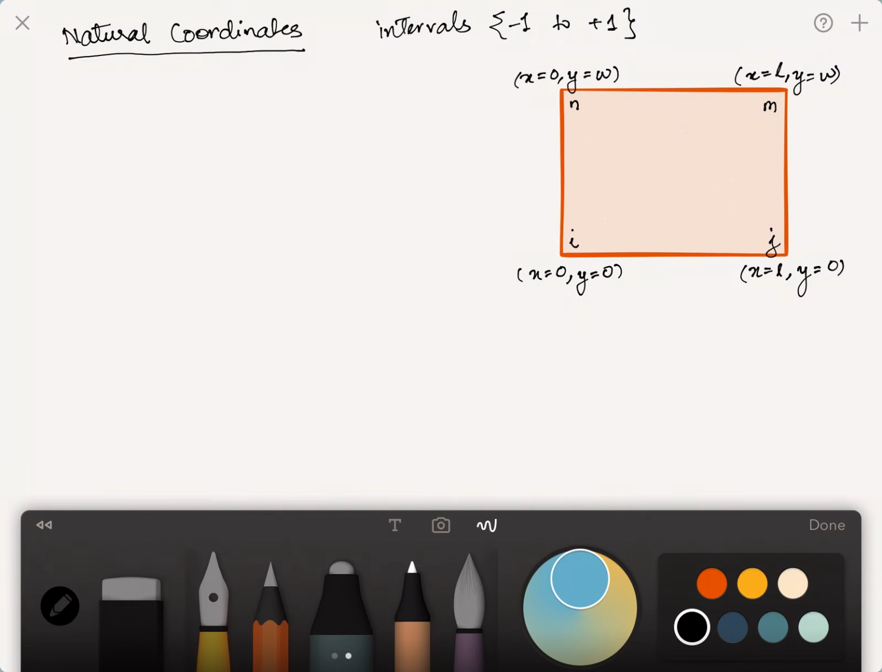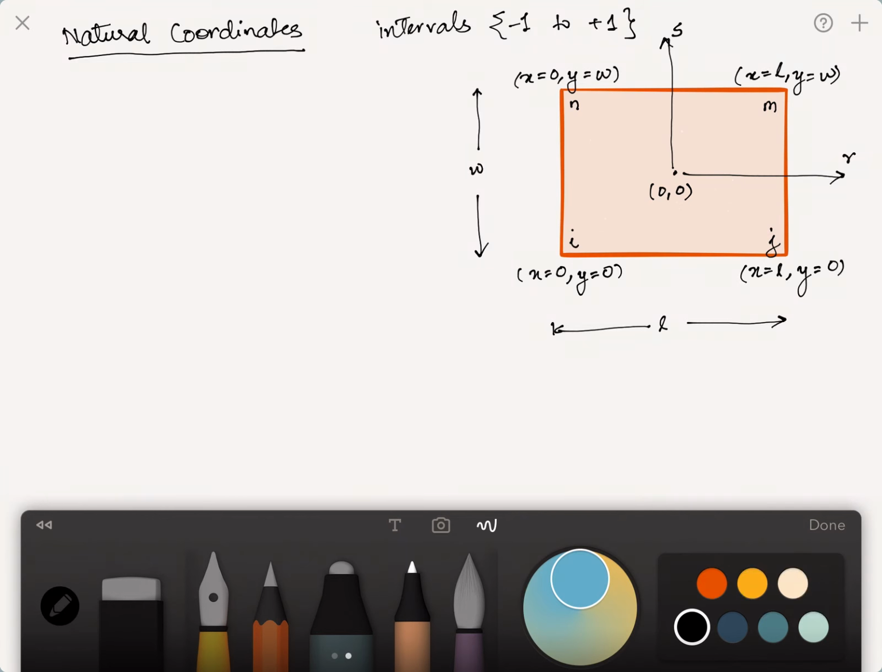Now, the origin that is coinciding with x is equal to 0 and y is equal to 0 for the standard coordinate system now changes for the natural coordinate system. That means we can't use this as the origin anymore, so we'll have to make a change. So what we would like to do is have the origin at the center of the element, where you would have a new coordinate axis. I'm going to call it R and S. You can also give it different names as you like. And this point therefore corresponds to R is equal to 0, S is equal to 0.